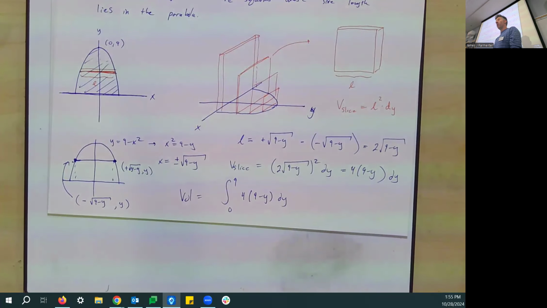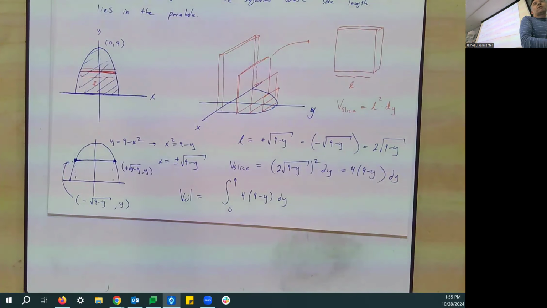The setup is terrible, but the actual integral, that's a blanket statement for most of these volume questions. The setup is usually terrible. The actual integral is usually not that bad.